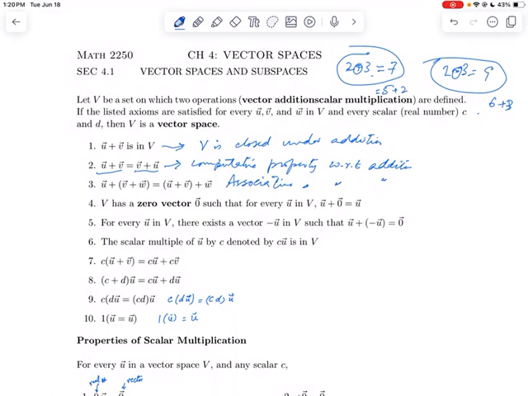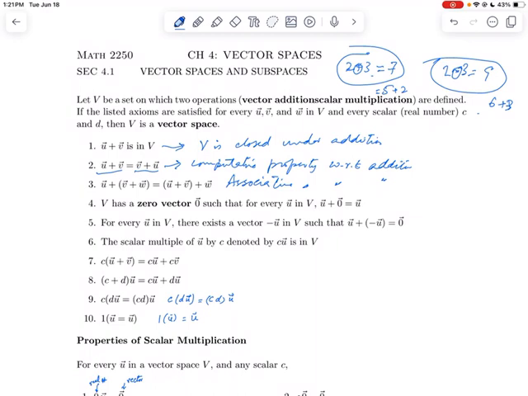Okay. So number 3 is saying that if you have 3 vectors and you want to add all 3 of them, of course you are going to add 2 first and then the third. So whether you add the last 2 and then add that sum to the first vector, or you add the first 2 vectors and then add the sum to the last vector, you should get the same answer.